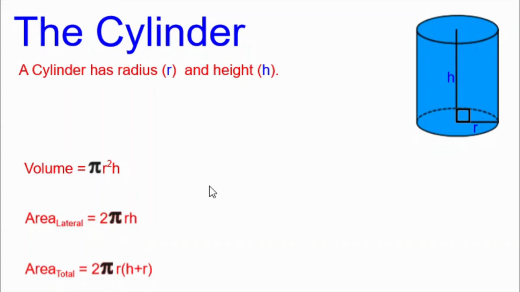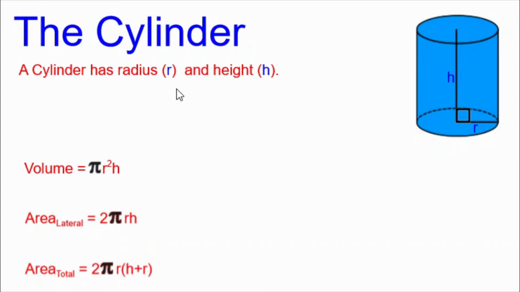Today's Daily Dose of Math looks at the cylinder. The cylinder is one of the shapes that we have to get used to working with in math courses. It's a three-dimensional shape, so it has volume, but of course it has area as well.